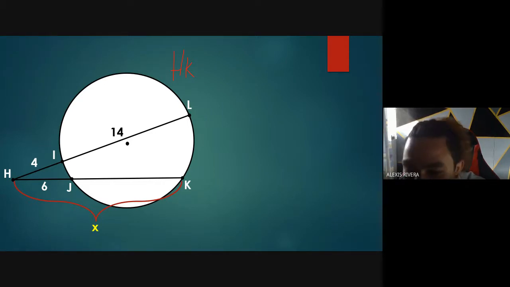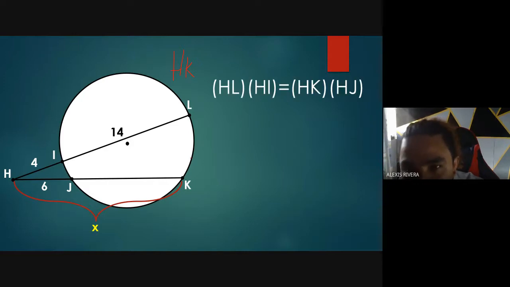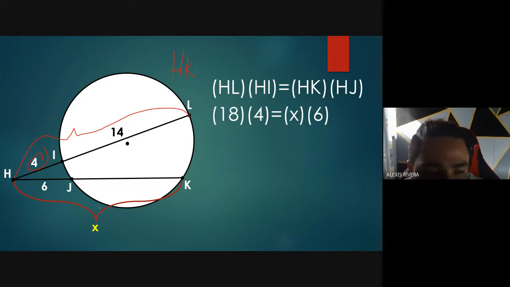Okay, let us see if you are correct, guys. Based on the theorem again, HL, yung kabuuan nito, times HI, yung nasa labas, is equal to HK, yung kabuuan ulit, times HJ, yung nasa labas. And that will be 18 times 4 is equal to X times 6. Then perform the operations, 18 times 4 and X times 6, and that will give us 72 is equal to 6X.